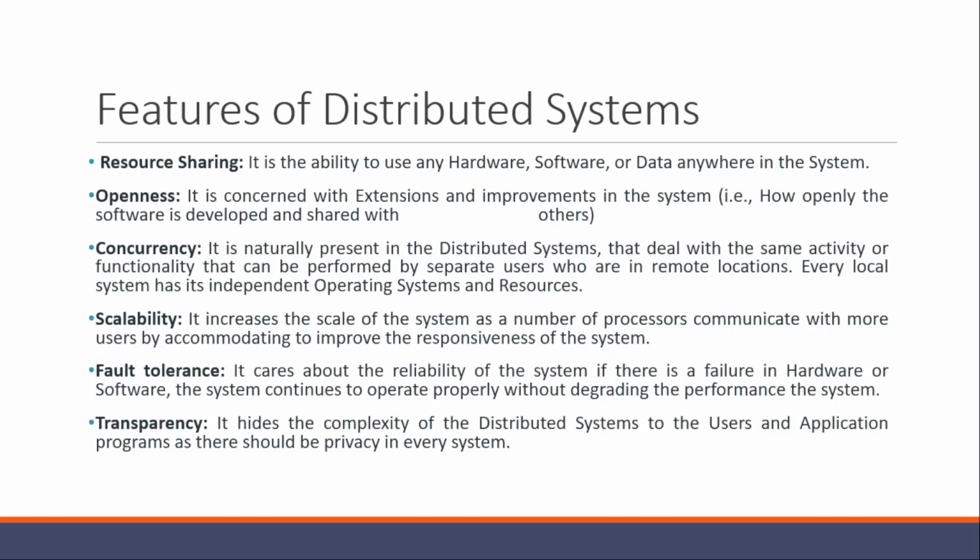Now we can also talk about performance aspects, because the features of a distributed system imply that performance also increases with the scale of the system, as the number of processors communicate with more users, improving the responsiveness of the system. Building a transparent, flexible and reliable distributed system is useless if it is slow like molasses. So an application on a distributed system should not perform worse than running on a single processor. Various performance metrics can be used for this.